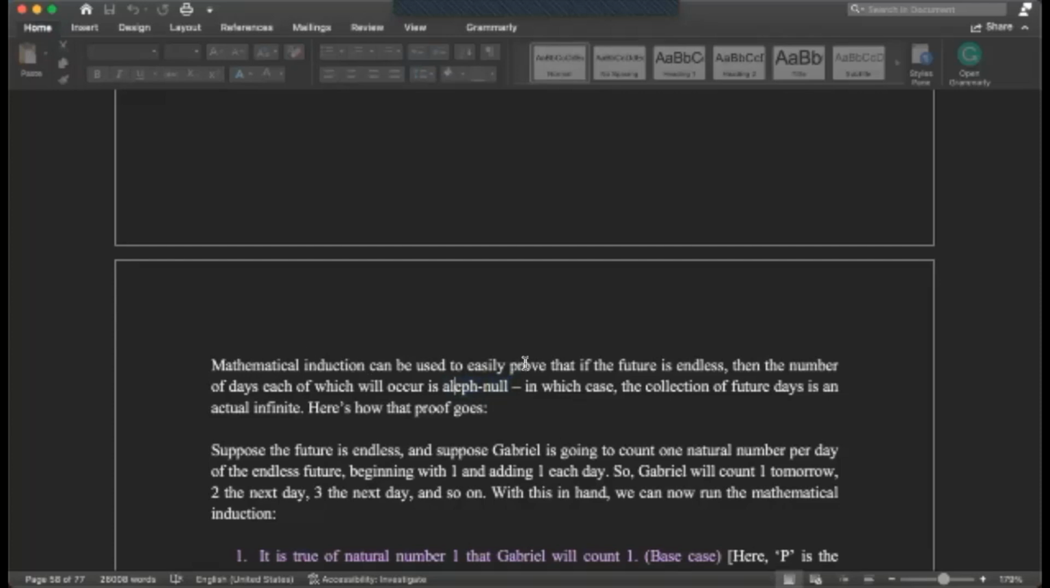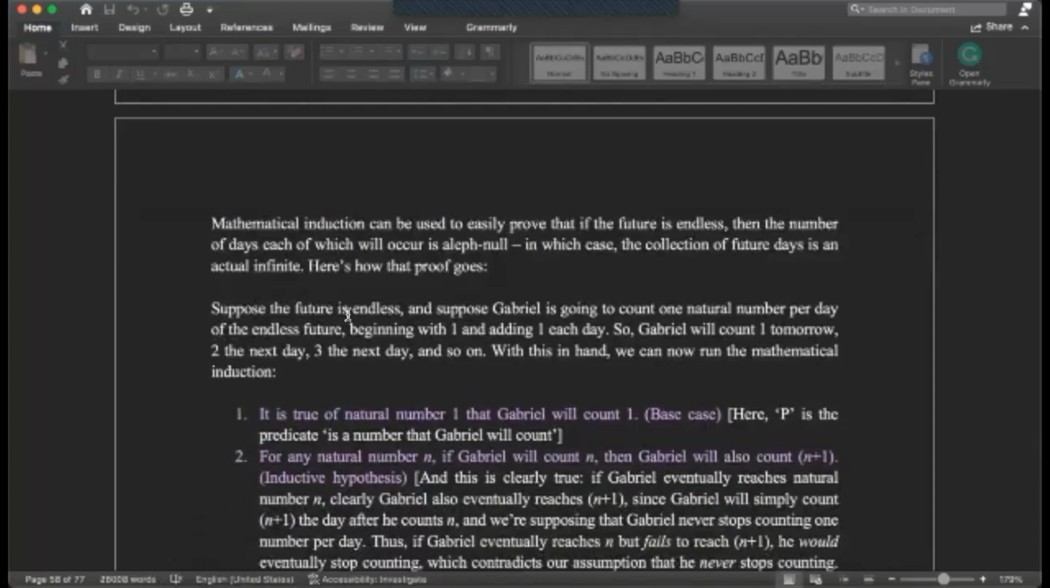Okay, so again, mathematical induction can be used to easily prove that if the future is endless, then the number of days, each of which will occur, is Aleph null. And in that case, the collection of future days is an actual infinite. Here is how that proof goes. So suppose that the future is endless, and suppose Gabriel is going to count one natural number per day of the endless future, beginning with 1 and adding 1 each subsequent day. So Gabriel will count 1 tomorrow, 2 the next day, 3 the next day, 4 the day after that, and so on. With this in hand, we can now run the mathematical induction.